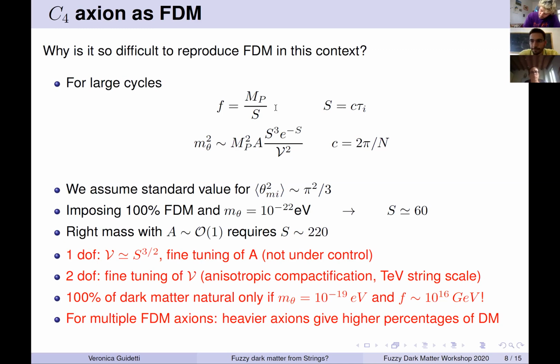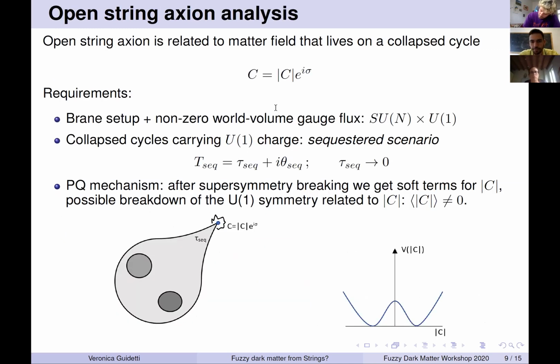What is the situation about open string axions? Because Michele said that they tend to have decay constants which are, let's say, much smaller, but let's try to construct something here as well.